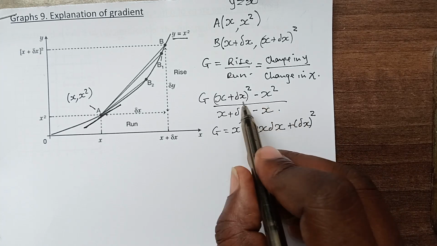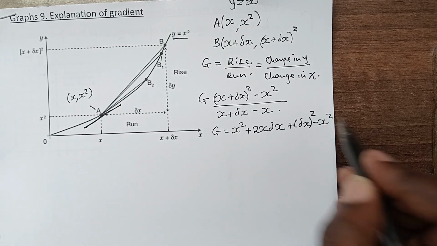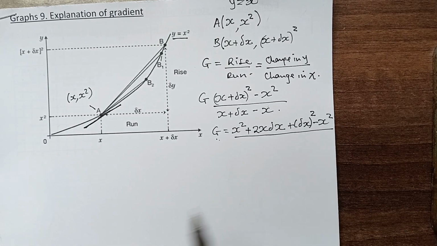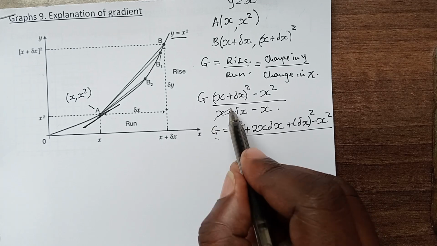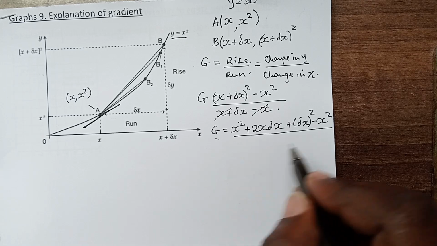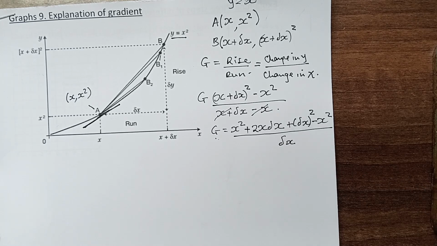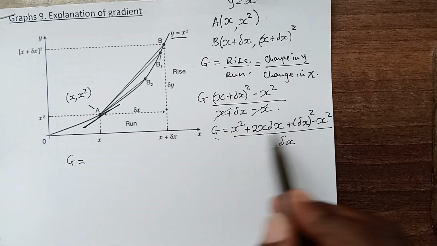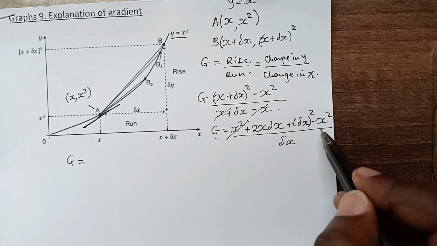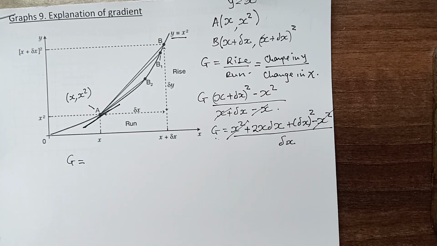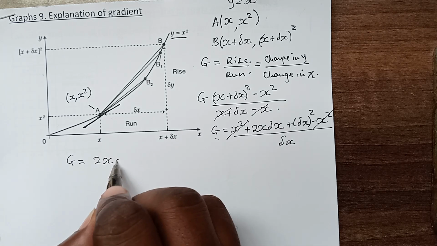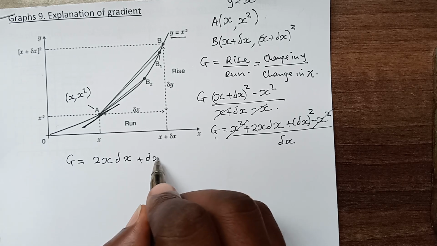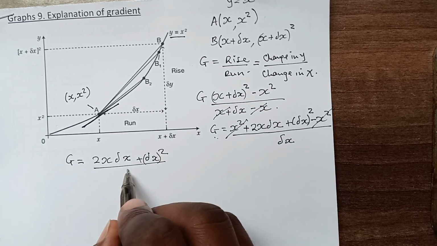Now, obviously, the whole of this is subtracting x squared, everything over, when we evaluate now the denominator, x minus x cancel out, and we are left with delta x, or the change in x. Now, let us talk about the gradient of the line segment AB, which is now the simplification of this. X squared minus x squared becomes just that. And we have 2x delta x plus delta x squared, everything over delta x.